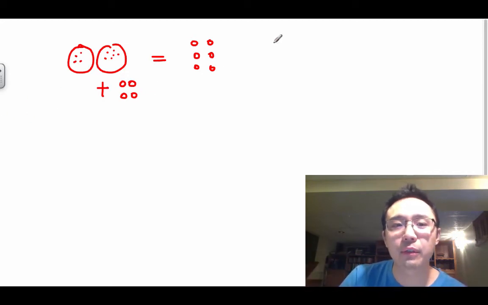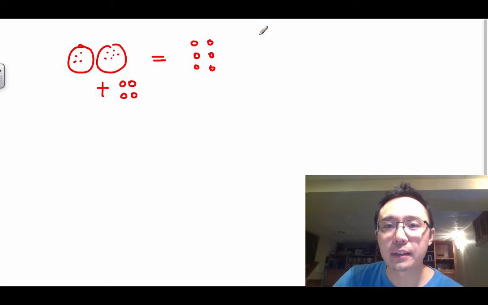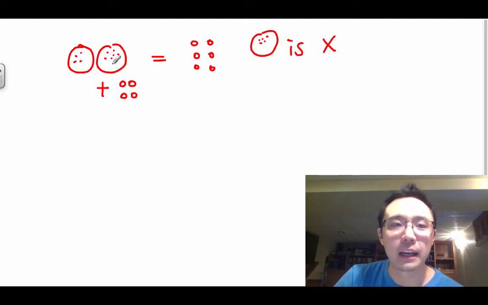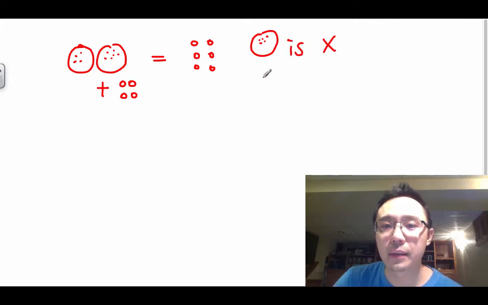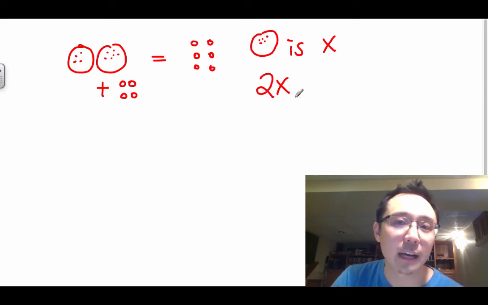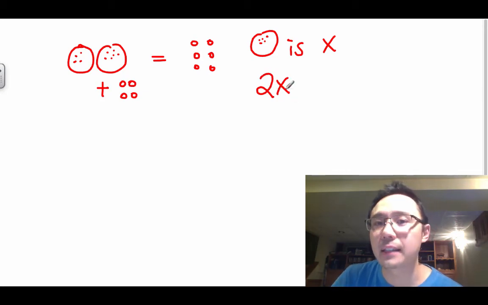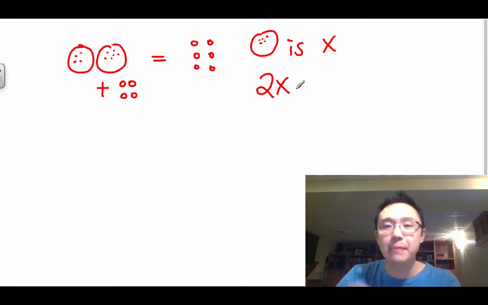So if I were to write this out algebraically, we're going to say that an orange is an unknown, and we're going to use a letter to represent this, and let's just say orange is x. And since we have 2 oranges on this side, we're going to say that we have 2x. Right? And just to remember, I caution you, this 2x means it's 2 multiplied by x. It's not 2 plus x, it's 2 times x.